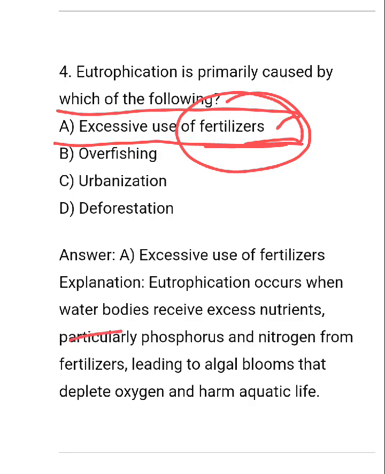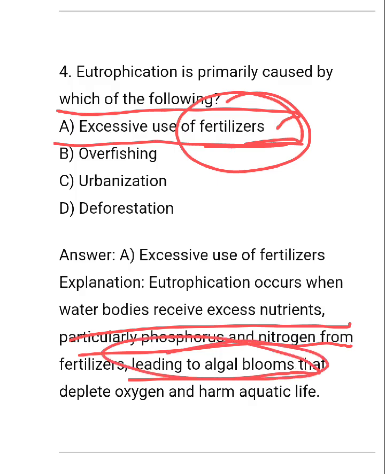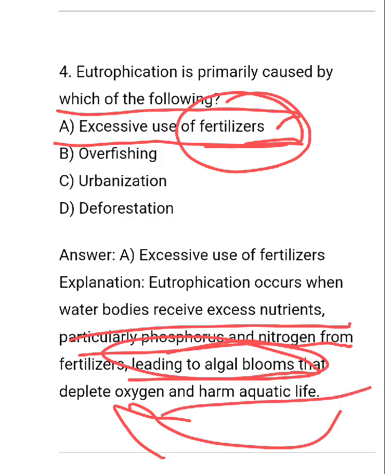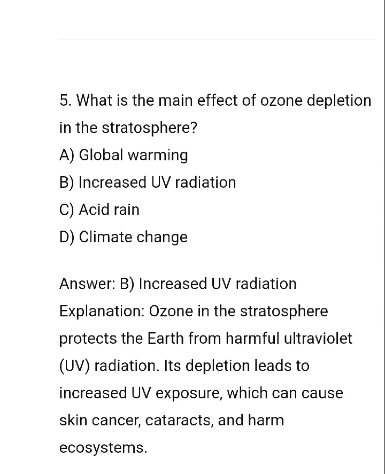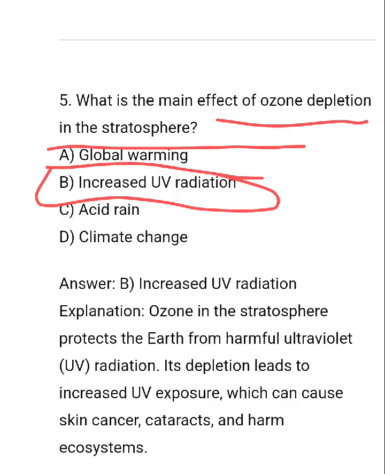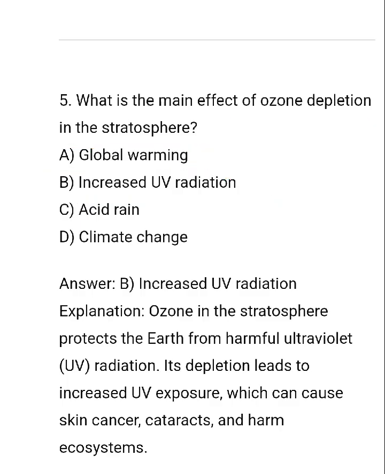Eutrophication occurs when water bodies receive excessive nutrients, particularly phosphorus and nitrogen, from fertilizers, leading to algal blooms that deplete the oxygen in the water and harm the aquatic life. Next one, what is the main effect of ozone depletion in the stratosphere? So it is increased ultraviolet radiation, which can cause skin cancer, cataract, and harm ecosystems.